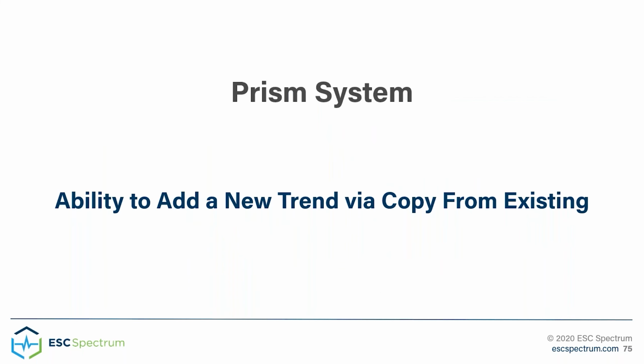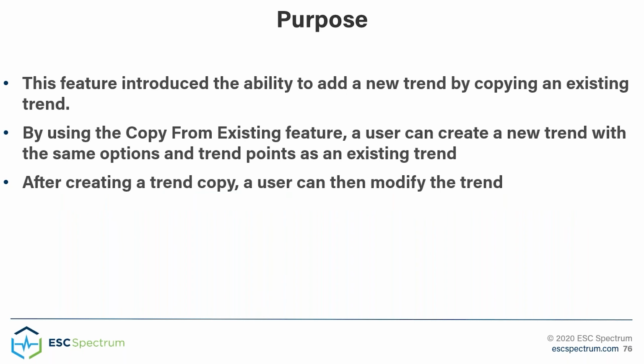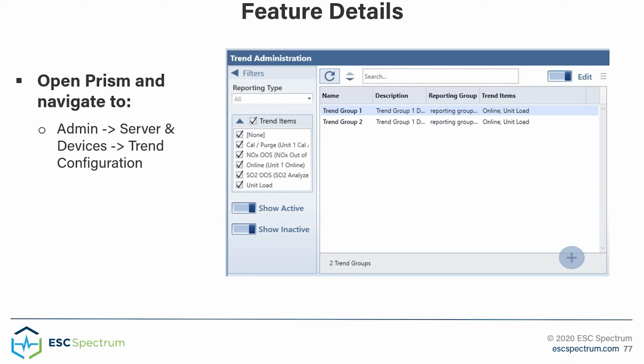All right, so in the Prism system, we added the ability to add a new trend via copying. So by using the copy from existing feature, a user can create a new trend with the same options and trend points as an existing trend. And after creating that copy, a user can then modify the trend. So this is just kind of a time saver.